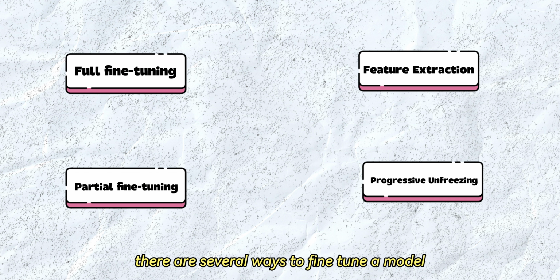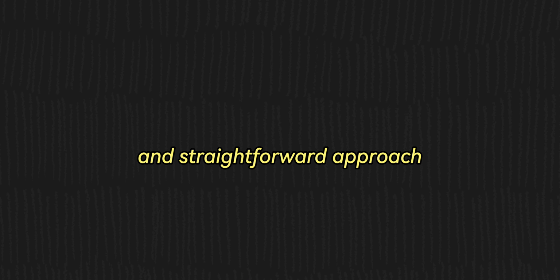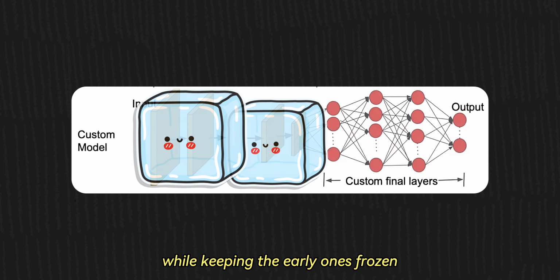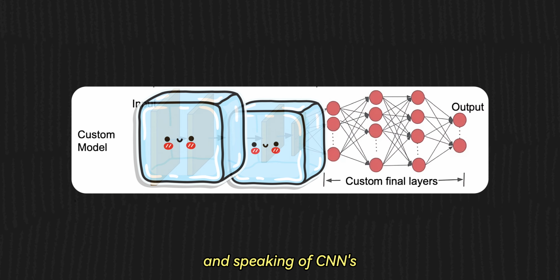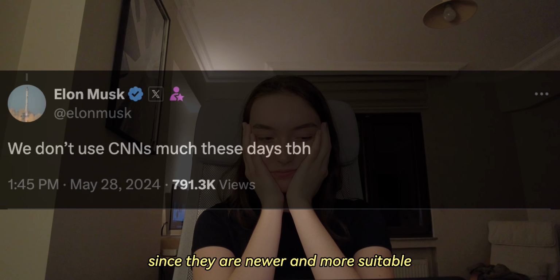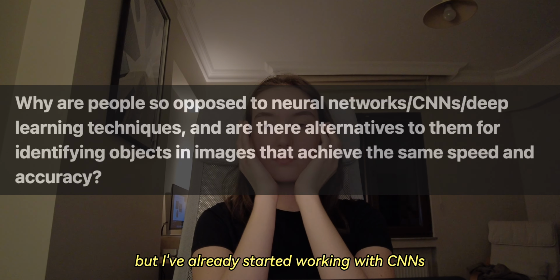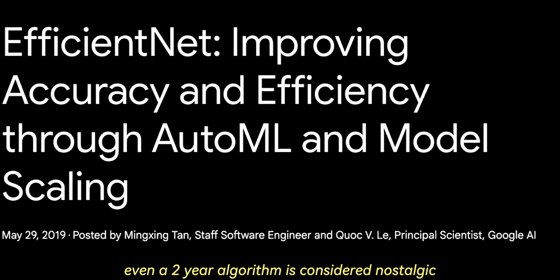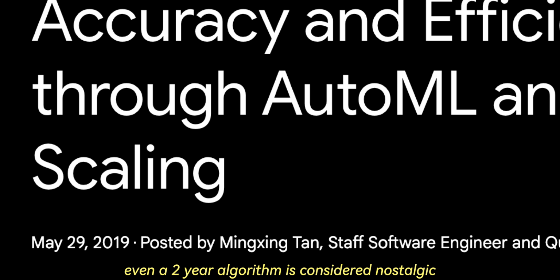There are several ways to fine-tune a model, and I want to go with the most classical and straightforward approach. Unfreezing some of the later layers while keeping the early ones frozen. And speaking of CNNs, what I'm looking for is a light and fast CNN. Actually, I could use transformers as well since they are newer and more suitable, but I've already started working with CNNs, so I will go with good old EfficientNet. I know it's not that old, but in this field, even a 2-year algorithm is considered nostalgic.